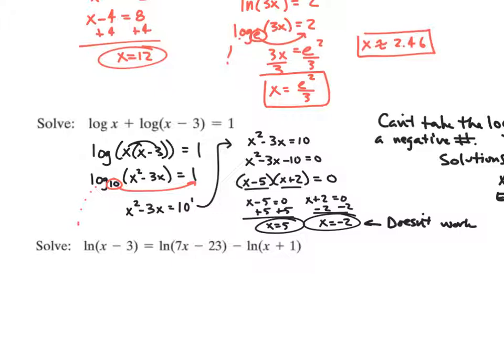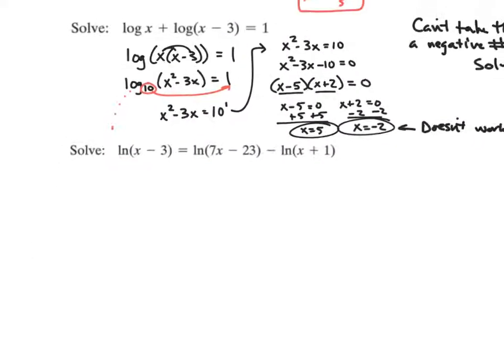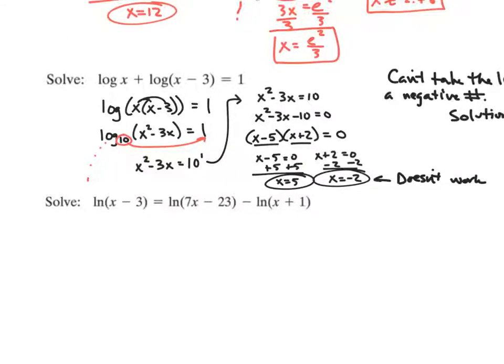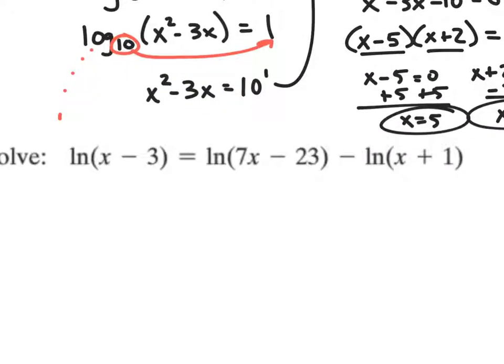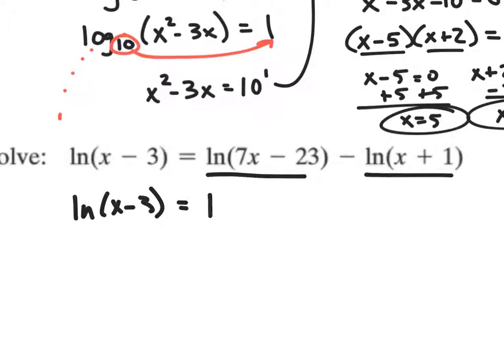All right, so let's go ahead and solve this next one. And this one's going to be pretty tricky. But the first thing I want to do is, we can do this probably a couple different ways. Let's combine these two logs. So I'm going to do log of x minus 3 is equal to the natural log of 7x minus 23 over x plus 1.